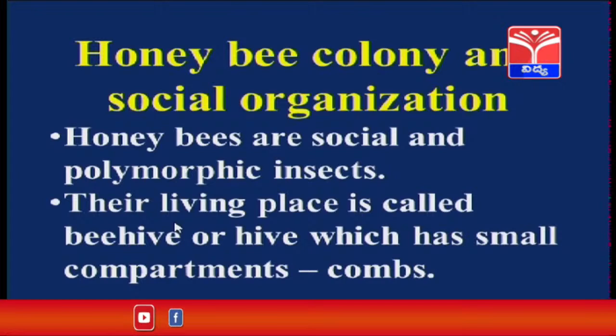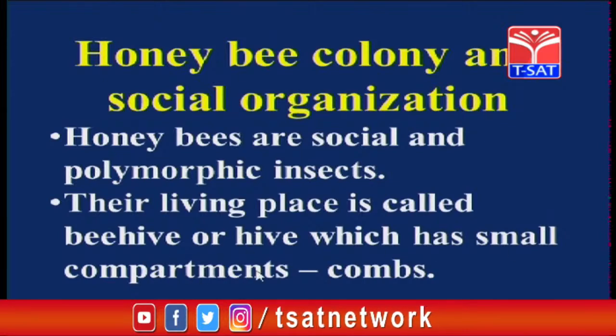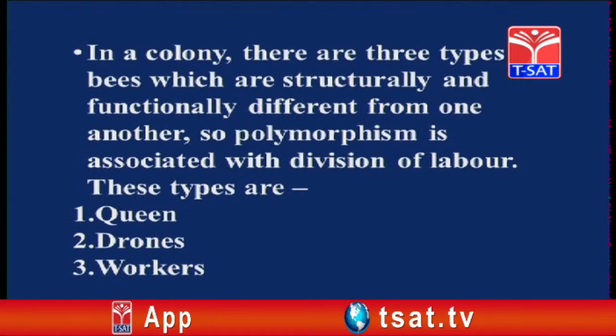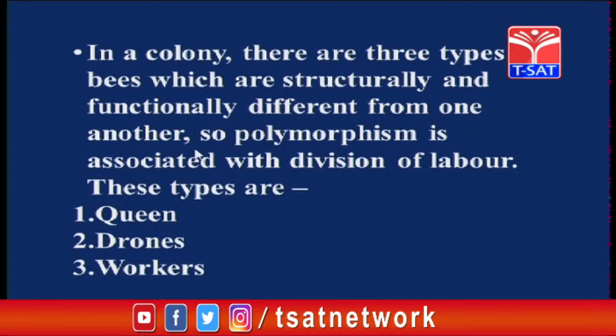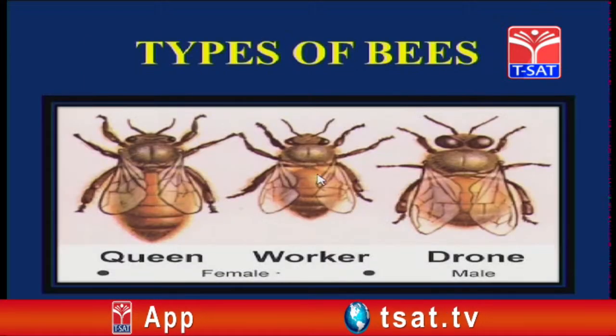Why are they called polymorphic insects? Because they have different forms. More than one form is present, that is why they are called polymorphic insects. Here, their living place is called a beehive or hive, which has small compartments, and these compartments are called combs. In a colony there are 3 types of bees, which are structurally and functionally different from one another. So, polymorphism is associated with division of labor.